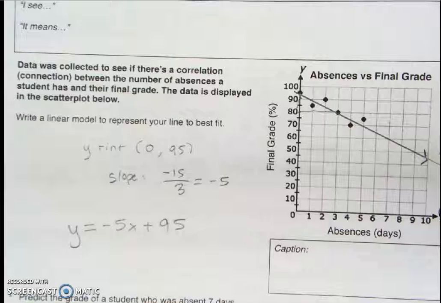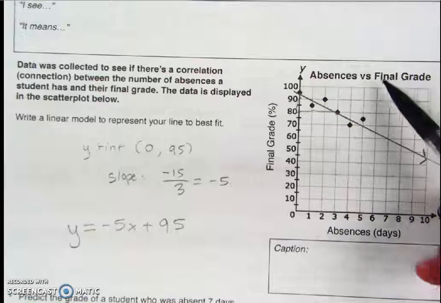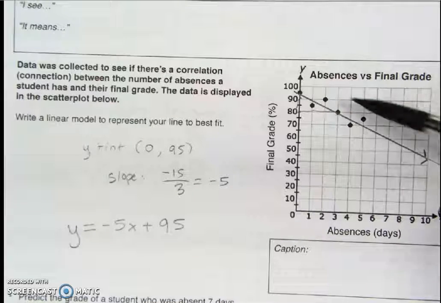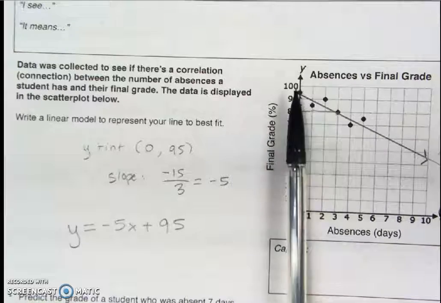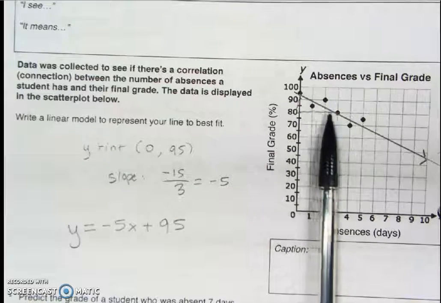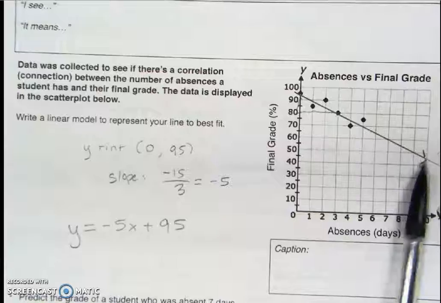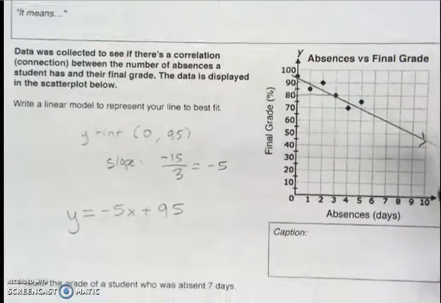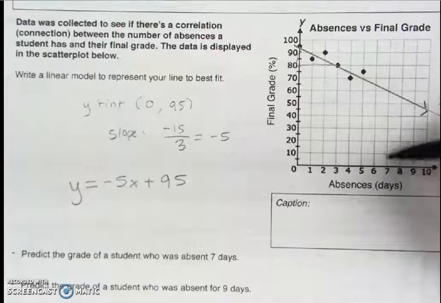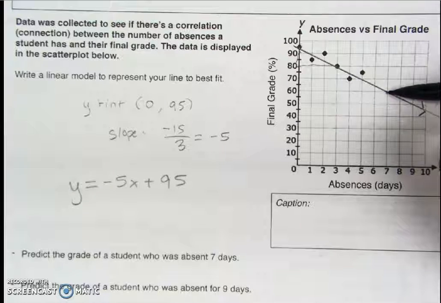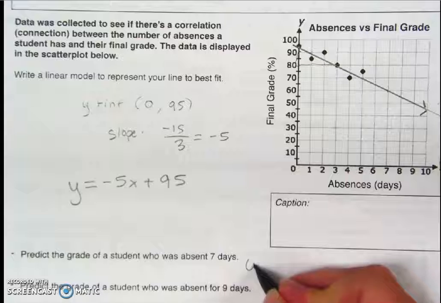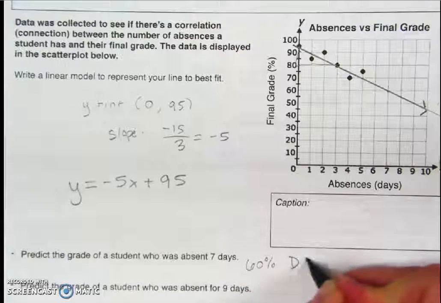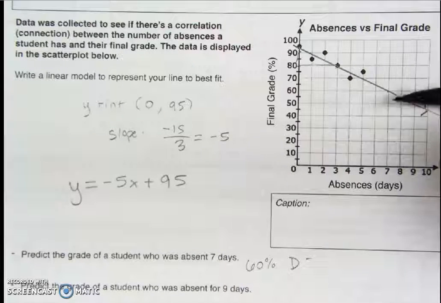Now, what are they even talking about here? They're talking about absences versus final grade. So let's see, the more absences you have, the lower your final grade goes. So predict the grade of a student who is absent for 7 days. For 7 days, it looks like they might have a final grade of 60%. So they would have a D- if they're absent for 7 days.